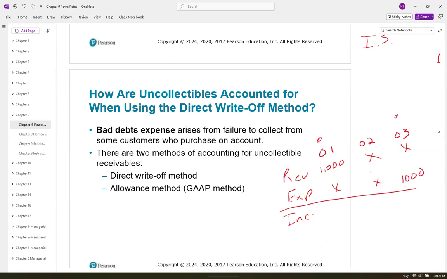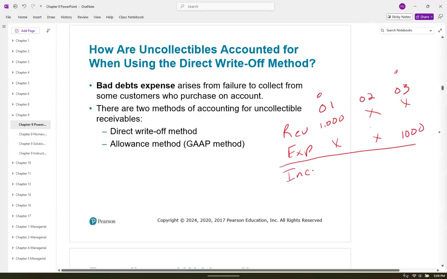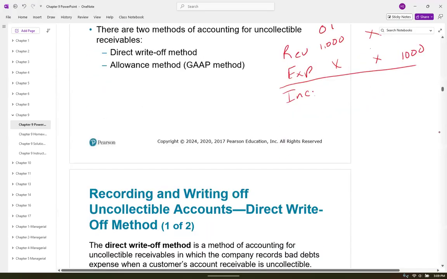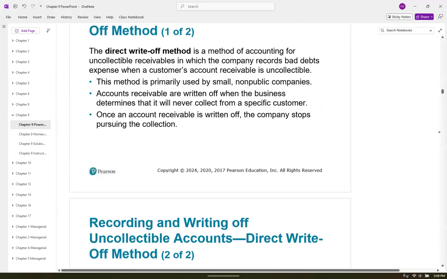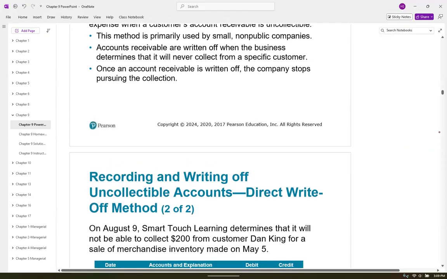But that really happened. We ended up having to write it off after a couple of years. His trust fund dried up and there was no money to pay us and nobody else to pay. So we had to write it off. All right, so let's get into the mechanics of writing off a bad debt.